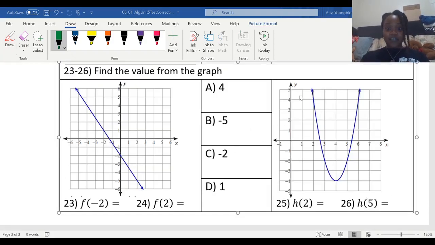In this next section of the test, we are asked to evaluate a function from a graph. So it's similar to the first page, but instead of giving an equation to plug in x for, we're given a graph and we have to interpret the values based on the pictures. Sounds complicated, but it's actually not that bad.